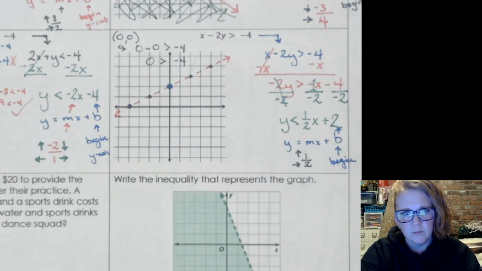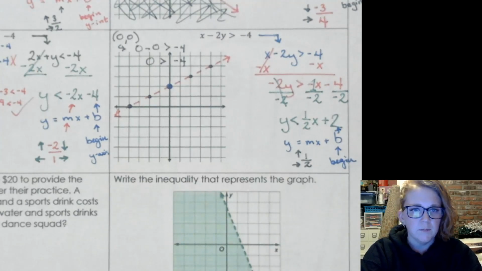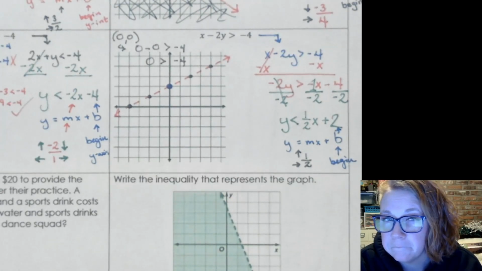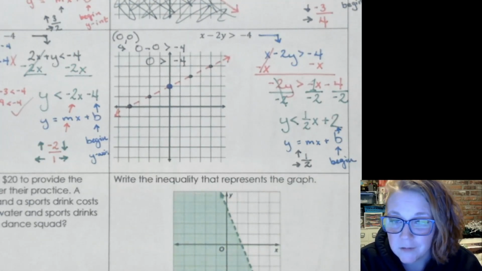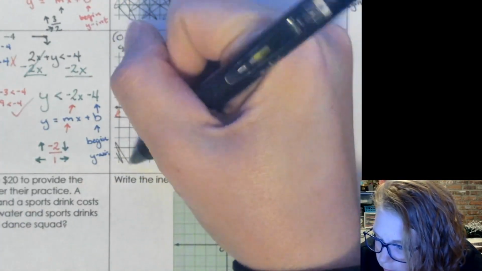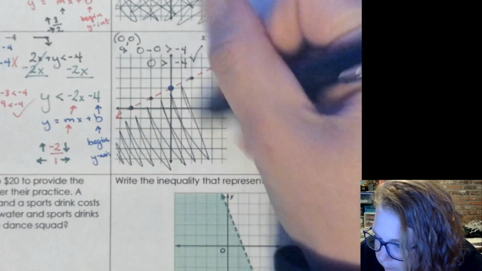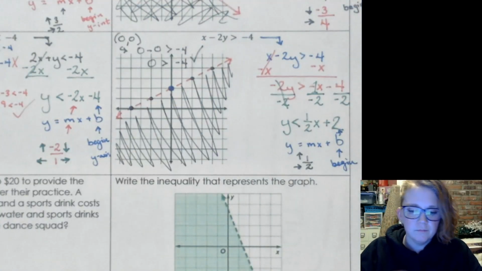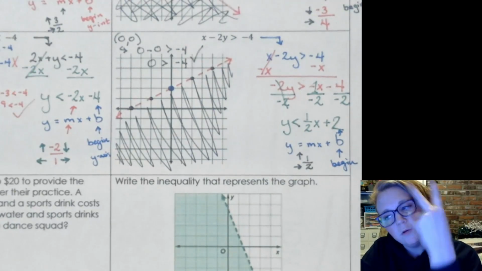Wait a minute. Wait. Yeah. I thought I did something. So is 0 greater than negative 4? Hopefully you said yes. Okay. So because that works, we're going to shade on this side of our line. There you go. Okay. 2 more questions.